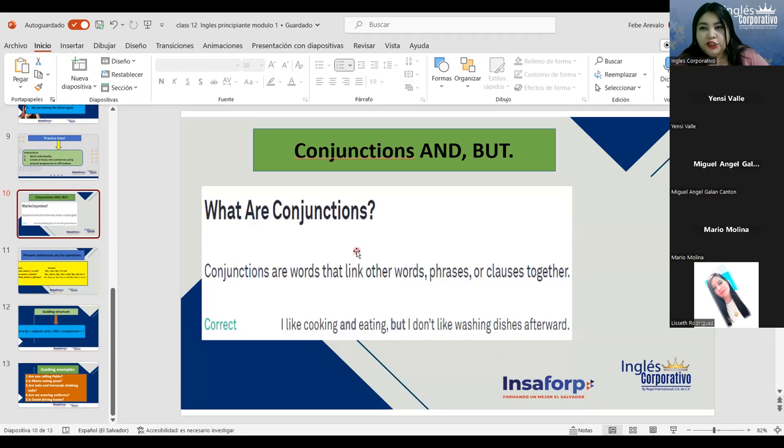We have the topic conjunctions. Aquí ya nos pasamos a otro tema, que son las conjunciones, right? Porque en realidad no estamos viendo los gerundios. Ese no es el tema en la plataforma, es un tema avanzado. Por eso no lo tienen aquí. Pero solo para darle una idea.